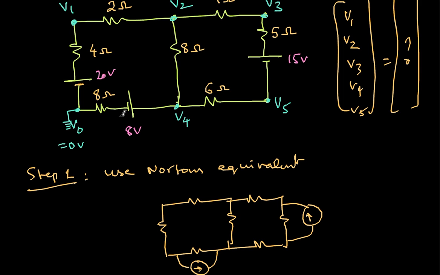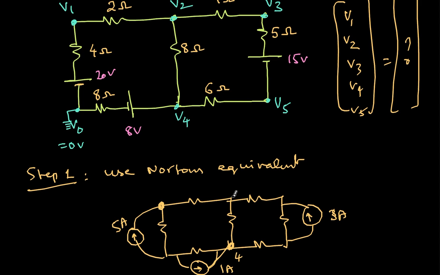So yes, this is node 4. Actually this should connect to node 4, but anyway it is understood. This is also another current source. So my question is, what are the values of these current sources? Here 15 by 5 is 3 amperes, and here 8 by 8 is 1 ampere, and here 20 by 4 is 5 amperes. So I have like this.